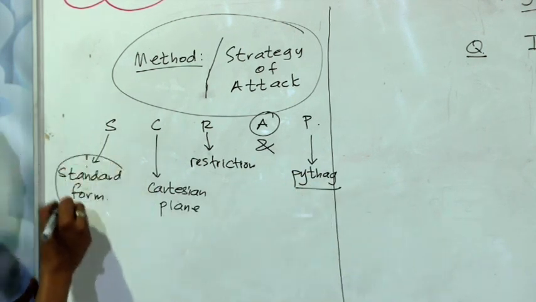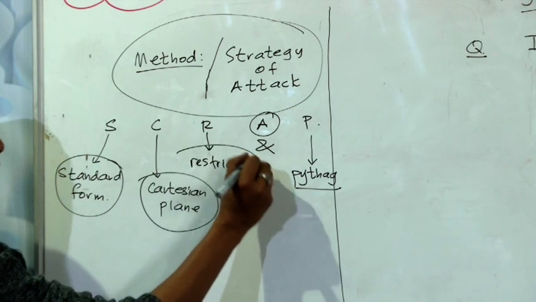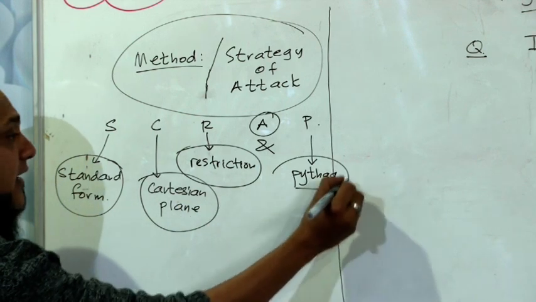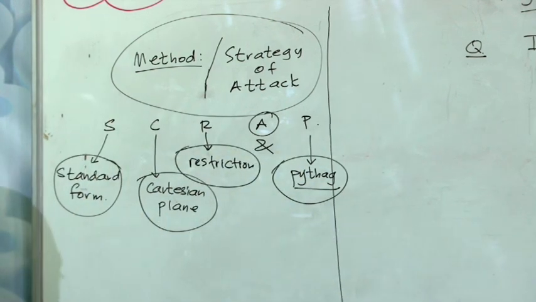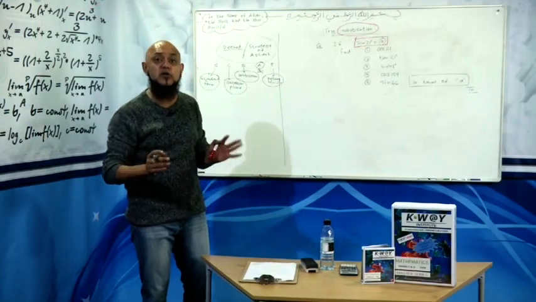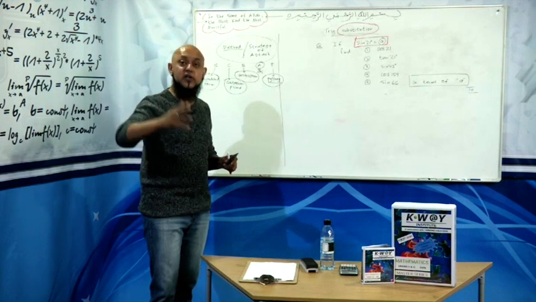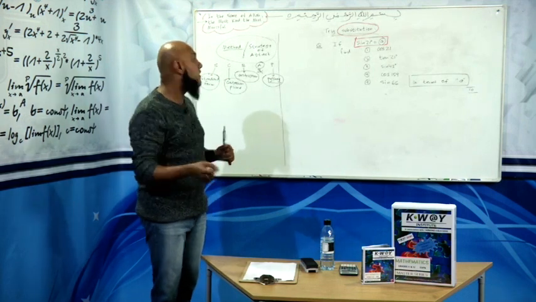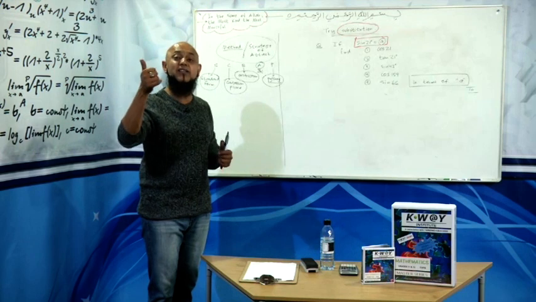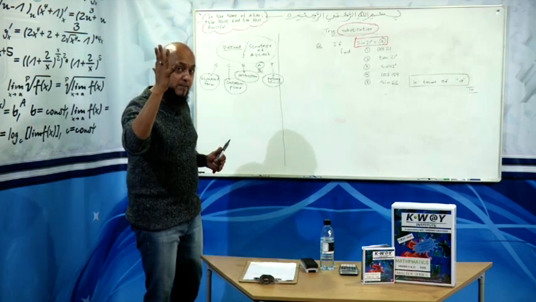Always get your problem in standard form. Draw your Cartesian plane. Look at your restriction. Complete it using Pythagoras. So the method of attack to solve these types of problems without the use of a calculator, by using a diagram, is called SCRAP. What does SCRAP stand for? Standard form, Cartesian plane, restriction, and Pythagoras.